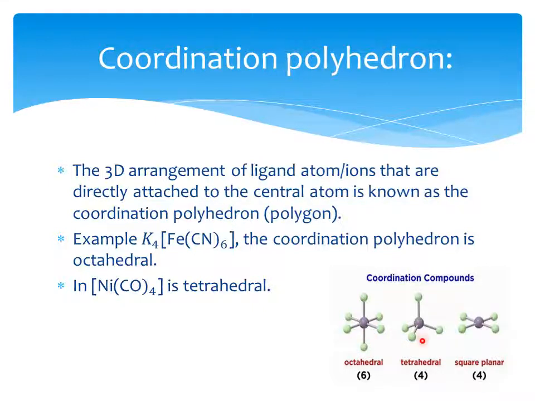Then if there are 4 ligands, it's tetrahedral or square planar. So let's take an example of potassium ferrocyanide where the coordination polyhedron is octahedral. As there are 6 ligands, it's octahedral. If there are 4 ligands, it's tetrahedral. So this is about polygon or polyhedron.